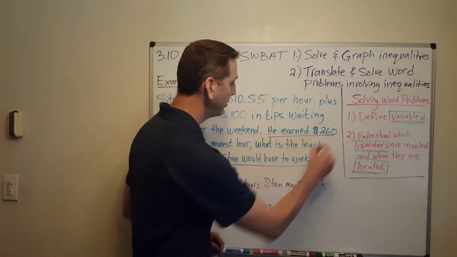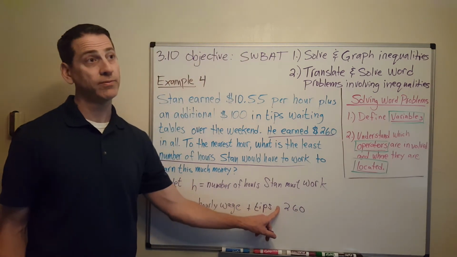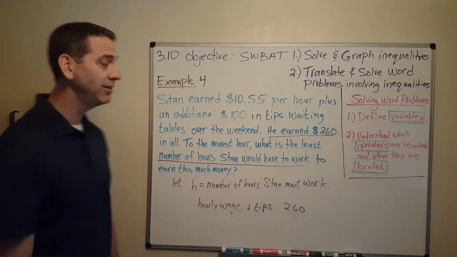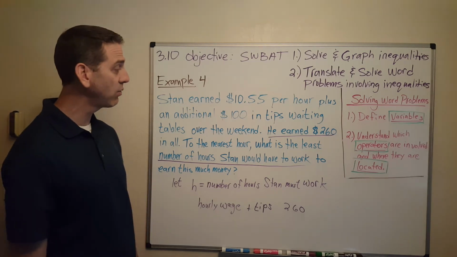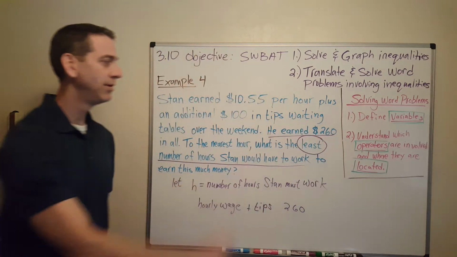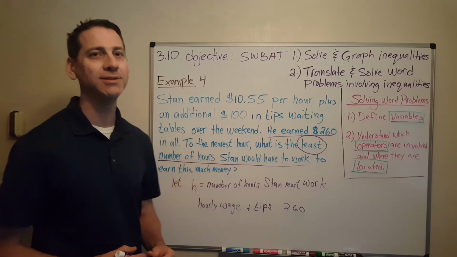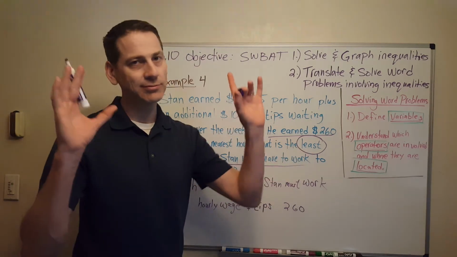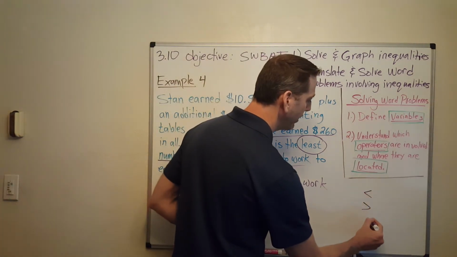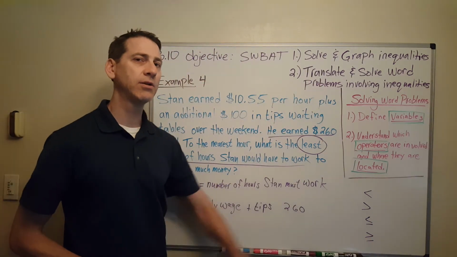Right? He earned 260. Now here's the big question though. What inequality symbol are we going to use? Is it an equation or is it an inequality? Well, let's look. Where do you see a word in there that tips me off that this is an inequality? Right there. If it just said, what is the number of hours, that would be an equation. But that word least is an inequality. The question is, which symbol is it? Is it less than, greater than, less than or equal to, or greater than or equal to? Pause the video and select one that you think is correct.